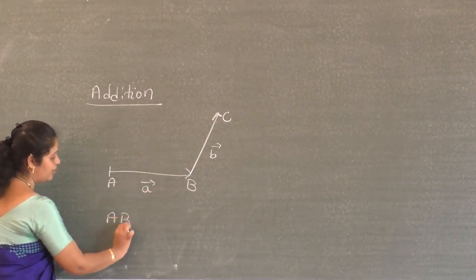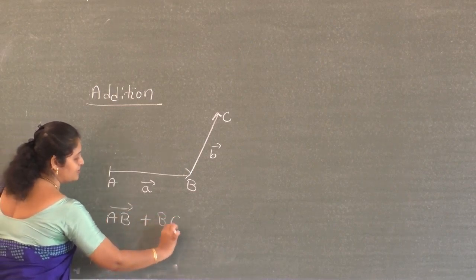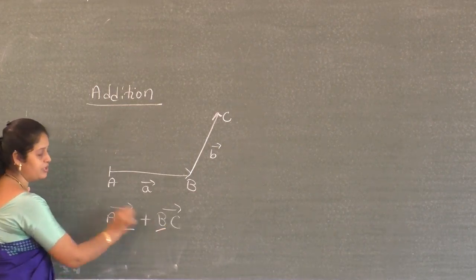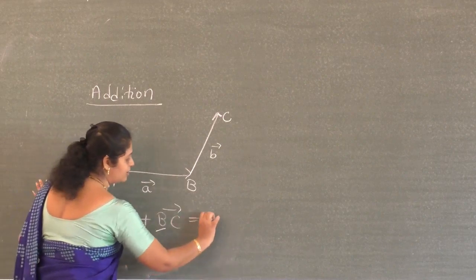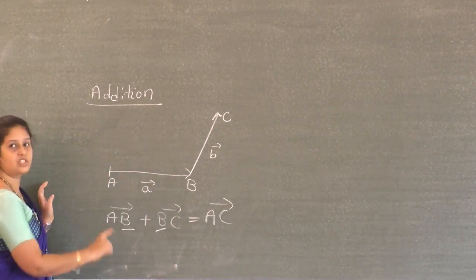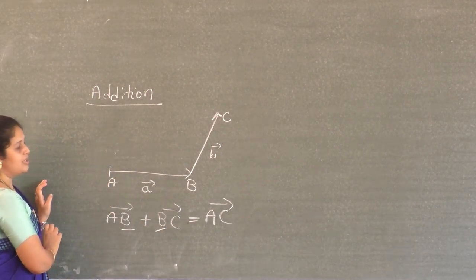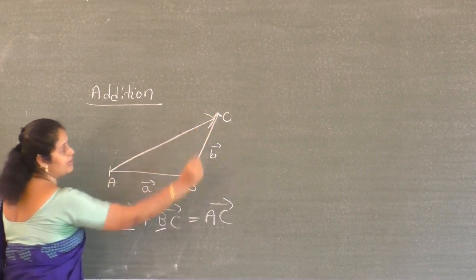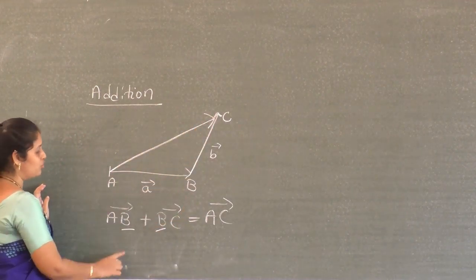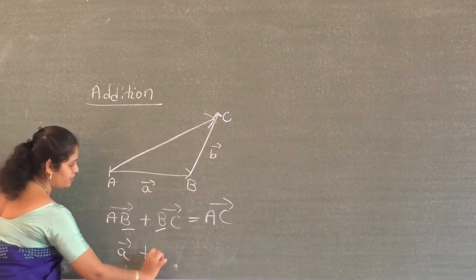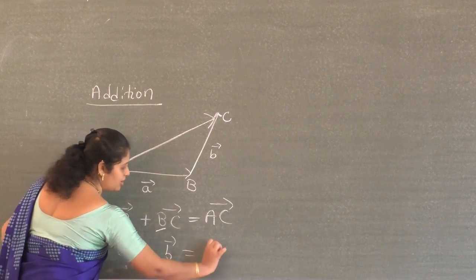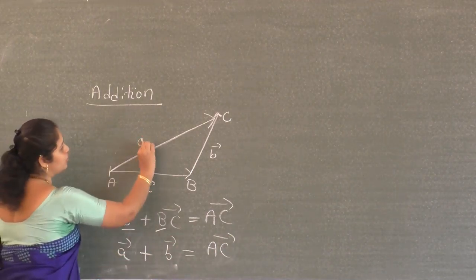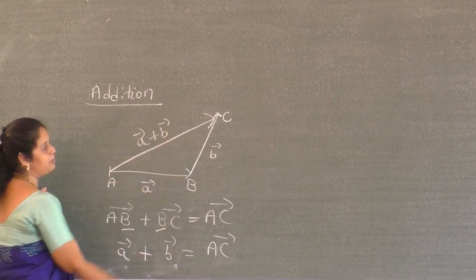That means we write vector AB plus vector BC. So this is the terminal point and this is the initial point. They will coincide, then we write vector AC. So the sum of these two vectors is equal to vector AC. That means direction from A to C. So here we will give the direction to vector AC. Therefore, vector AB is vector A, vector BC is vector B, that is equal to vector AC. So vector AC is vector A plus vector B.